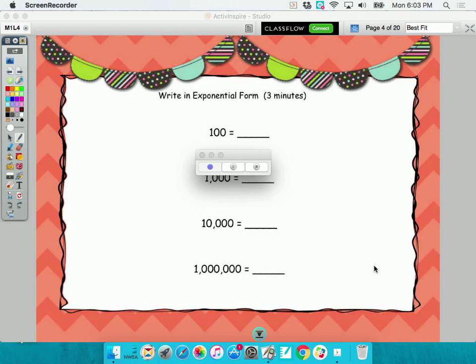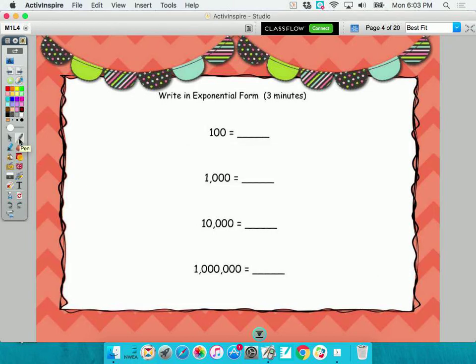Boys and girls, I'm making you go back and review because it's been several days since we did this. So in exponential form, just tell me what to write. 100 equals, 1,000 equals, 10,000 equals, and 1,000,000 equals.